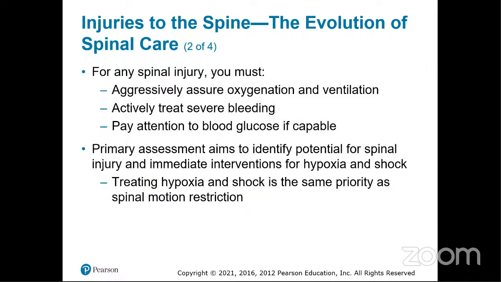So for any spinal injury, we're going to oxygenate and make sure they're ventilated really well, treat for severe bleeding, and then pay attention to the blood glucose. The primary goal in the primary assessment is to treat hypoxia and shock at the same priority as the spinal motion restriction. What we're finding too is that a lot of the times if we can get them on those body splints or in the cot, they're not moving to cause any damage to themselves, and they actually provide better spinal immobilization or restriction than we can.